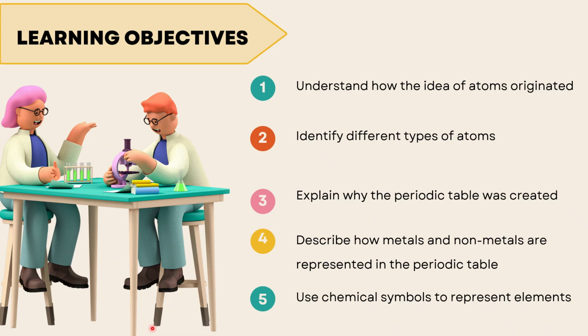Now, the learning objectives for this particular session are as follows. In this session, we will be understanding how actually the idea of atoms originated. Next, we will be understanding different types of atoms that exist currently. Then we will be understanding why actually the periodic table was created. Then we will understand how metals and non-metals are actually represented in the periodic table. Lastly, we will be ending our session with understanding of the chemical symbols that we use to represent different elements.